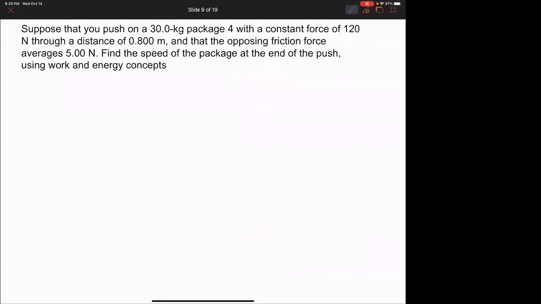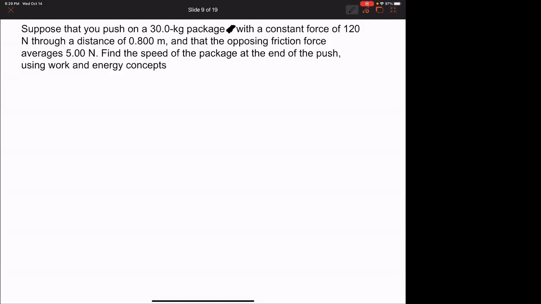All right. Suppose you push a 30-kilogram package with a constant force. What's 4 there? Package 4. I think that's a typo. With a constant force of 120 newtons through a distance of 0.8 meters, and that the opposing friction force averages 5 newtons. Find the speed of the package at the end of this push.